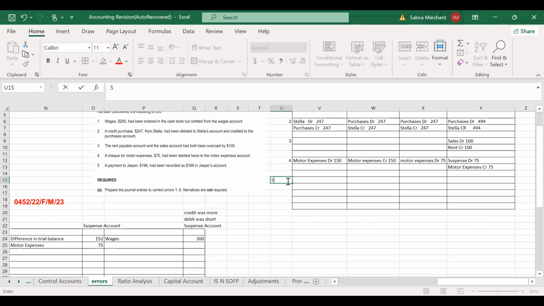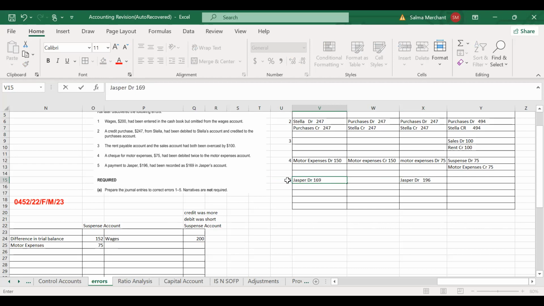So original entry. Okay, fine. Payment to Jasper. That means cash is out. So cash will be credit. So Jasper will be debit. What is the actual amount? 196. What is the wrong that you did? We wrote it as 169.